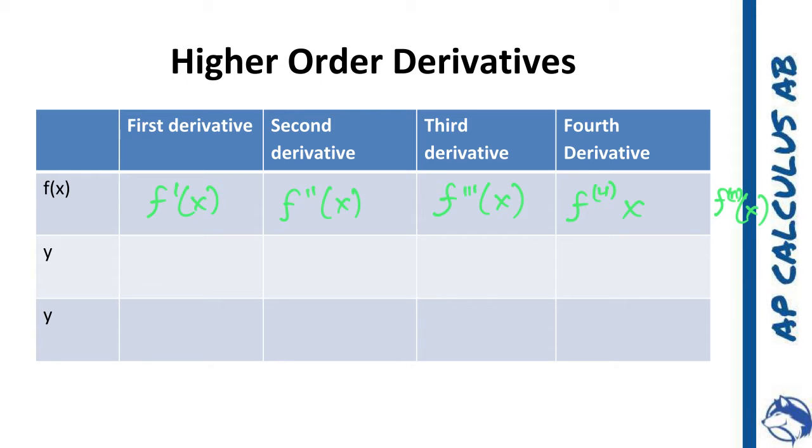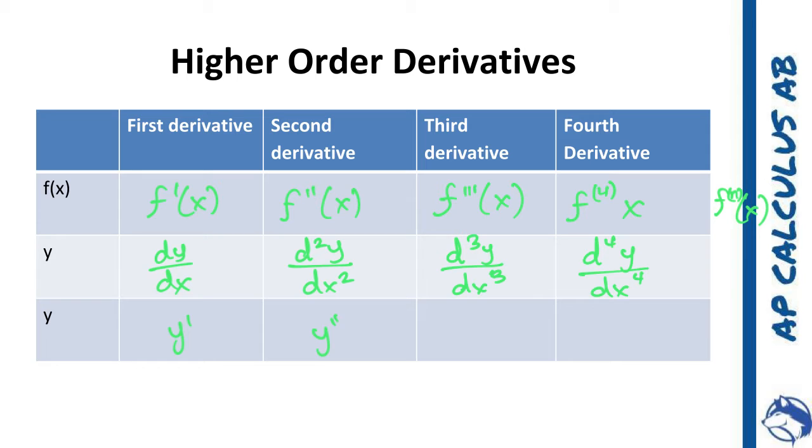For y, we've seen it as dy/dx. When you go to the second derivative, it's the second derivative of y with respect to x, 2 times. It's the third derivative of y with respect to x, 3 times. And then it's the fourth derivative of y with respect to x, 4 times. For y, we could use y prime, y double prime, y triple prime, and then the same as before, it's just y to the fourth derivative here.